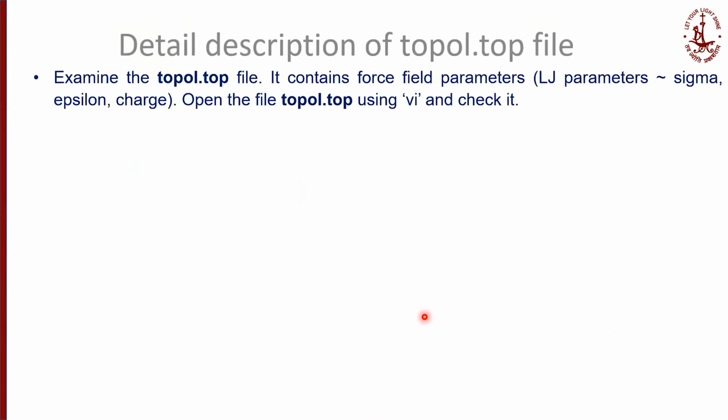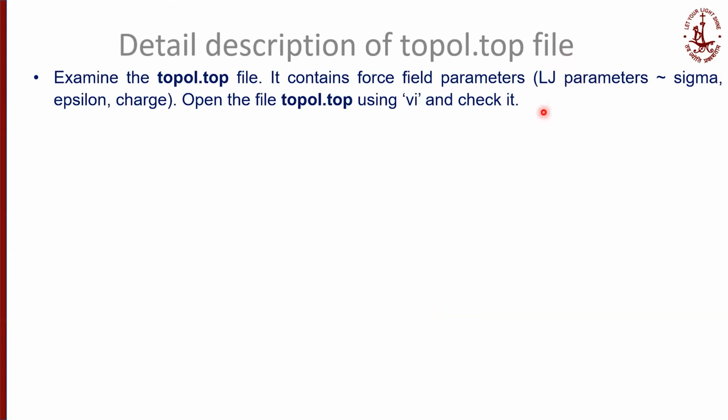Now, what is there in the topology file? As I have told you, the topology file contains force field parameters, that is Lennard-Jones parameters. The potential normally used for simulations is the Lennard-Jones type of potential. There are many other potentials also, like the Morse potential. Within Lennard-Jones, normally 12-6 is the most commonly used. Apart from that, you have many other potential models, which Professor Murrell has already discussed.